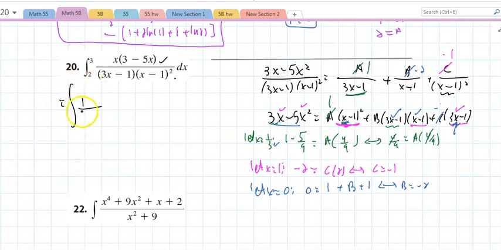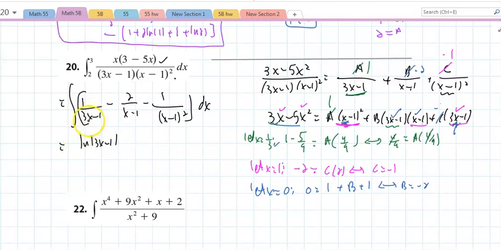This is the integral of 1 over 3x minus 1 minus 2 over x minus 1 minus 1 over x minus 1 squared. Again, a warning. So this is natural log of 3x minus 1. If you were taking a derivative, you multiply by 3. If you're integrating, you divide by 3. Twice natural log of x minus 1. A warning about this. This is not natural log. This is 1 over x minus 1. It's really x minus 1 to the negative 2. Add 1 to the power, divide by that.